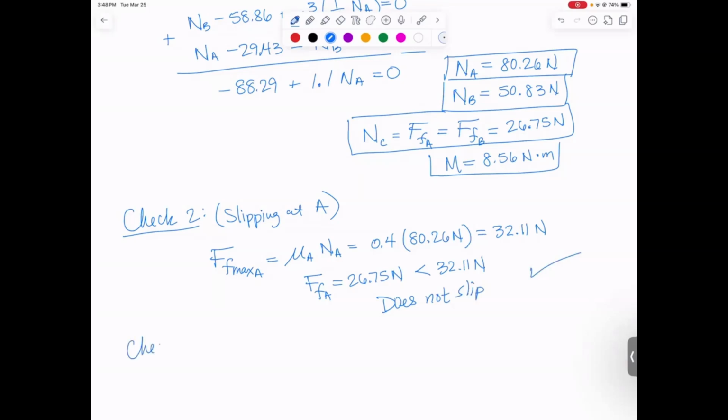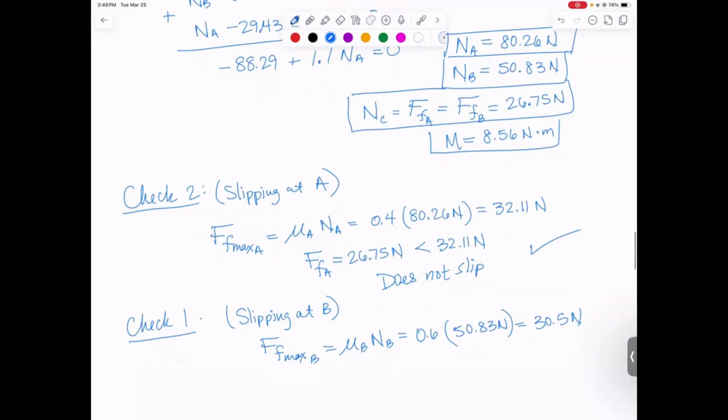What if we check number 1? That would be assuming that it doesn't just slip at C, it also slips at B. So we're going to check what's the max friction at B. Well, that's the coefficient of friction at B times the normal force at B. Coefficient of friction at B is 0.6. And the normal force at B we just figured out was 50.83 newtons. Multiplying those out, you get 30.5 newtons.